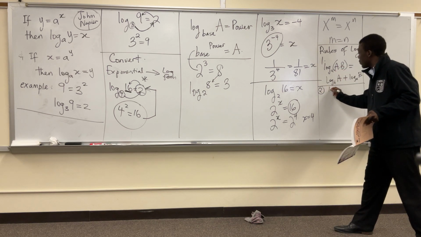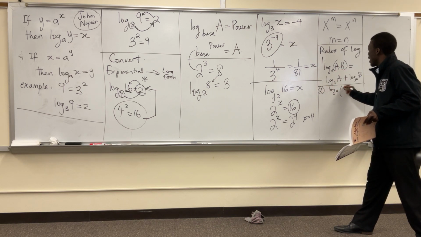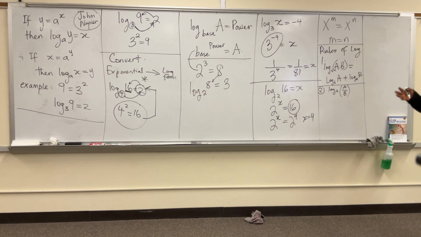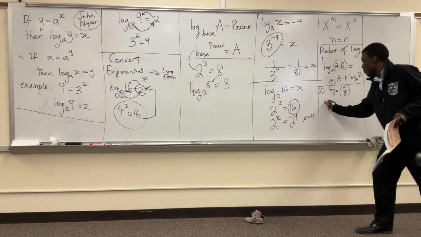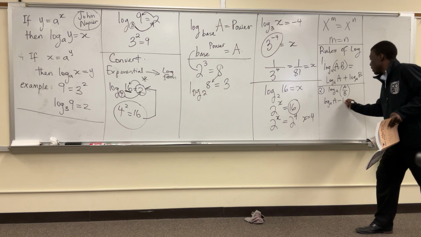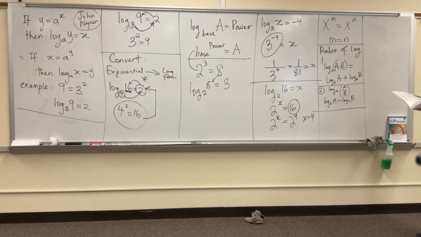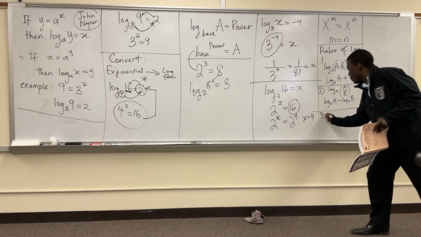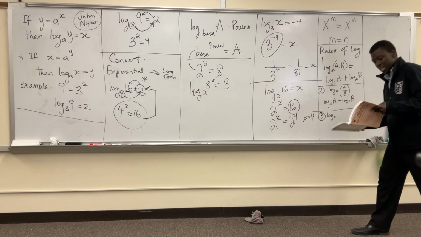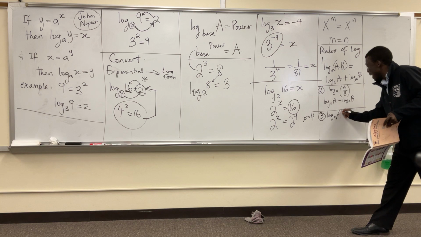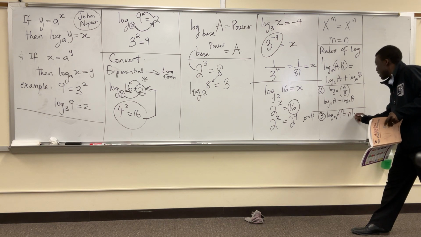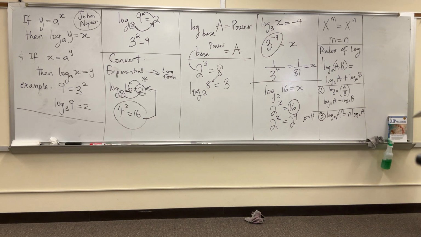The second rule is if you have log base a of a over b, then you can subtract them. So it'll be log base a of a minus log base a of b. And the third rule is if you have log base a of a to the n, it is the same thing as n log base a of a. So those are 3 rules that will govern our work.